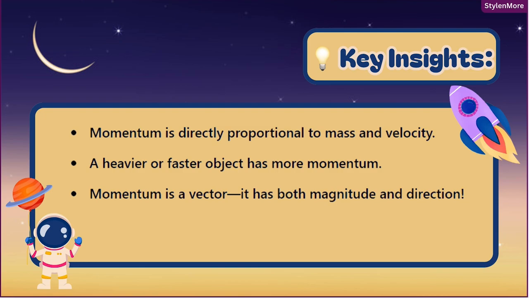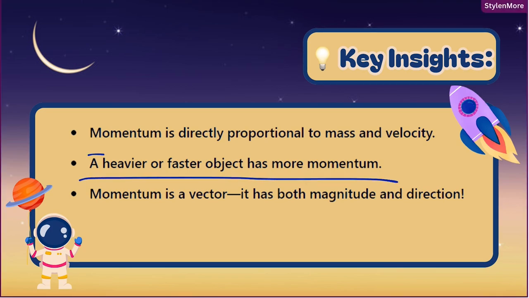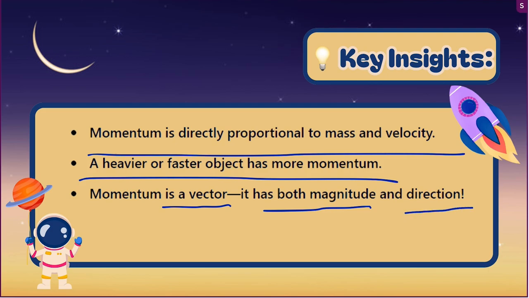So now, momentum is directly proportional to mass and velocity. What this means is, if the mass is higher, the momentum will also get higher. If the mass is smaller, the momentum will also be smaller. Same with the velocity. Perfect. Now, as I said earlier, momentum is a vector. It has both magnitude and direction. Remember, a vector has both magnitude and direction, but a scalar only has magnitude.